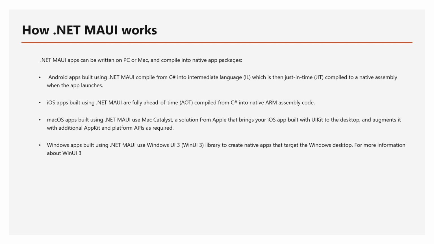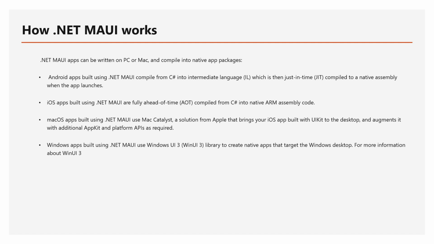Now we'll understand how .NET MAUI works. .NET MAUI apps can be written on a PC or Mac, wherever you want. You need an editor so that we can simply write the code. We will discuss that when we create our first .NET MAUI sample application. Android apps built using .NET compile the C# into intermediate language, which after compilation is called IL, which is just-in-time compiled to native assembly when the app launches.